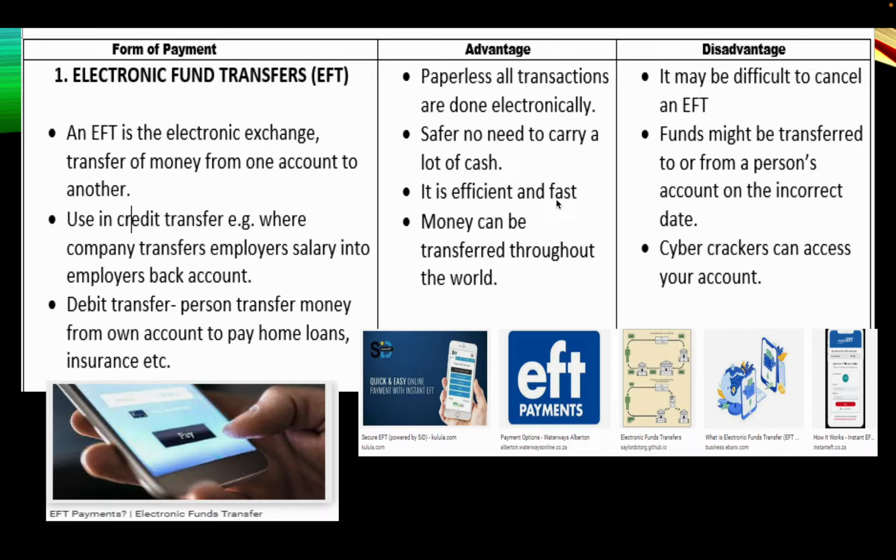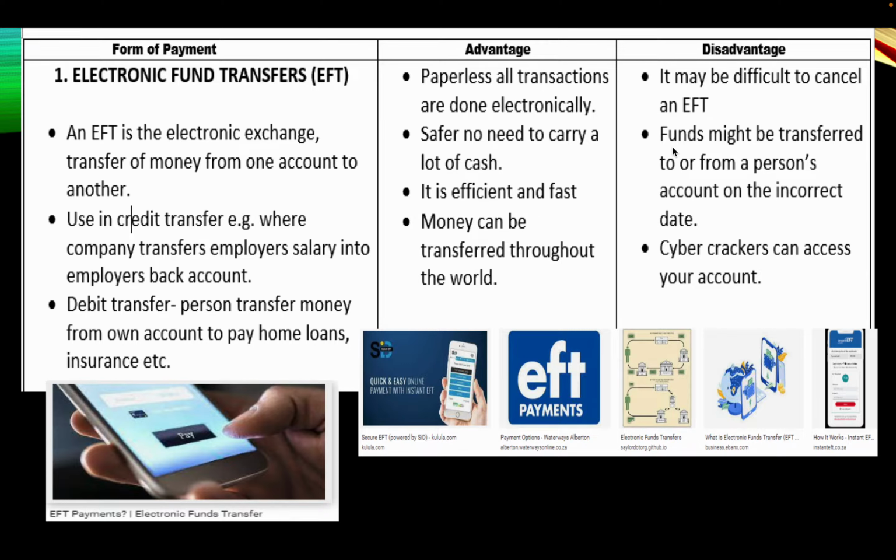It's quite fast, and money can be transferred across the world. You can transfer money to someone and they receive it quicker, immediately. These are the positive advantages of it. The disadvantage is that it may be difficult to cancel the EFT. It might be difficult, once you have made the EFT and sent the money, maybe to the wrong person, to cancel it.